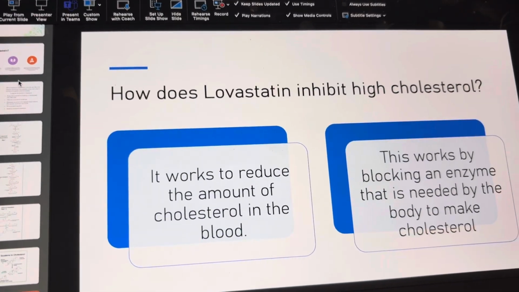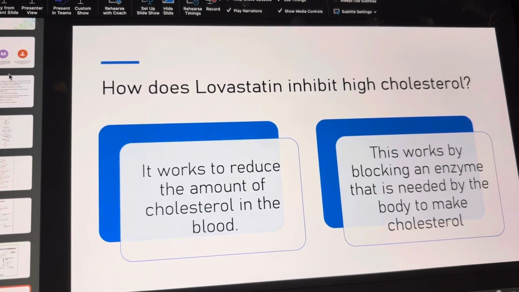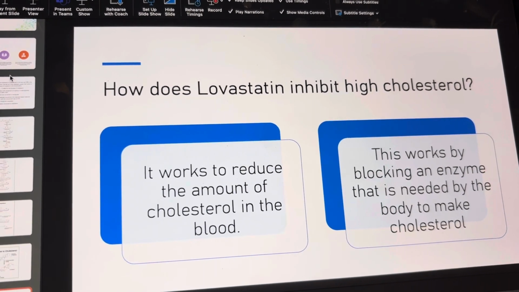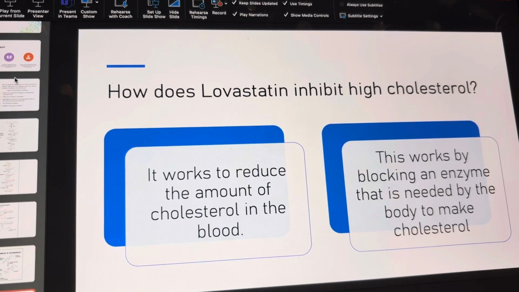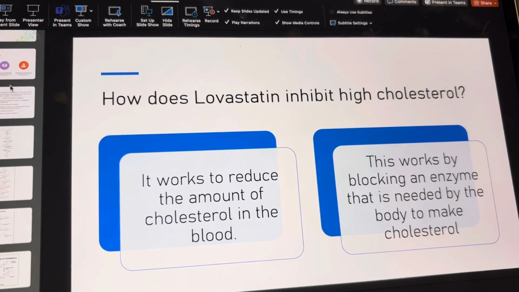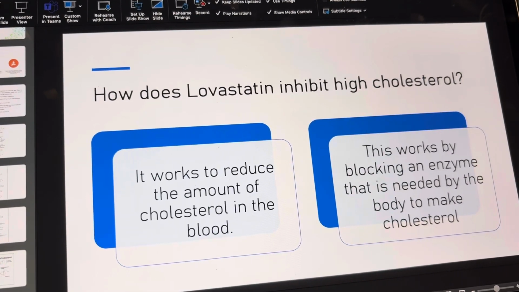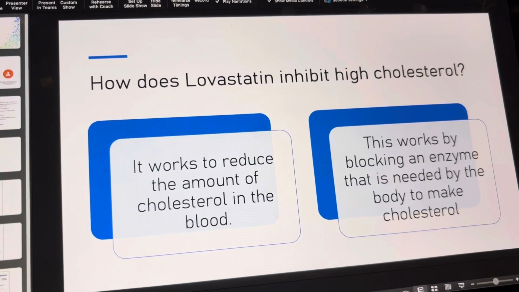And so how does lovastatin inhibit high cholesterol? It reduces the amount of cholesterol in the body. This works by blocking an enzyme that is needed by the body to make cholesterol. And that is the presentation I have today.